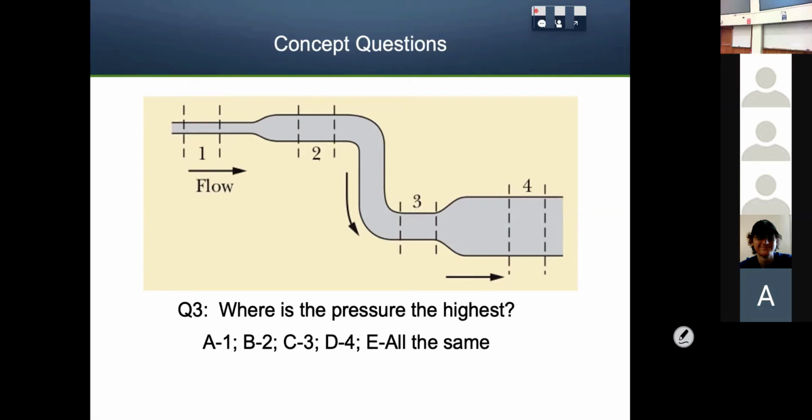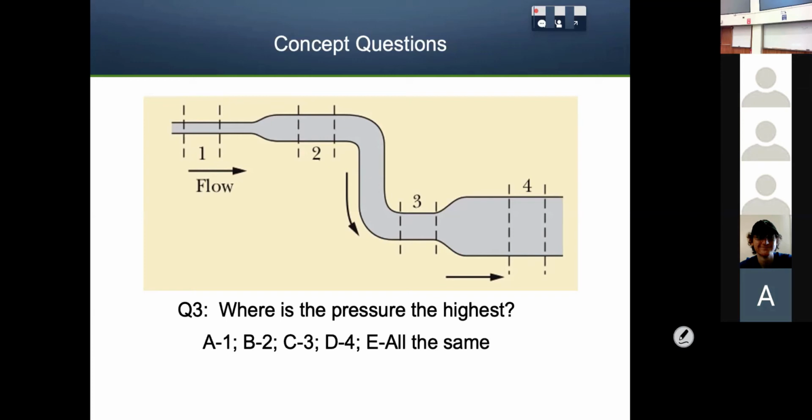The pressure must increase in going from 1 to 2. So 2 has a higher pressure than 1. Now, what about going from 2 to 3? The velocity is now staying the same, but the Y is getting smaller. And if the Y gets smaller, again, the pressure has to go up.